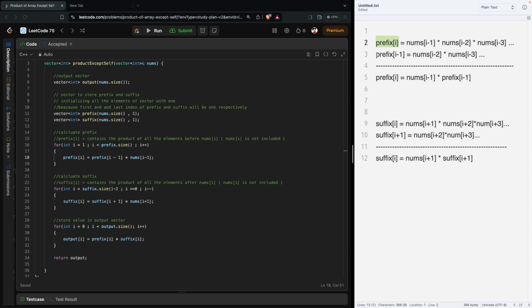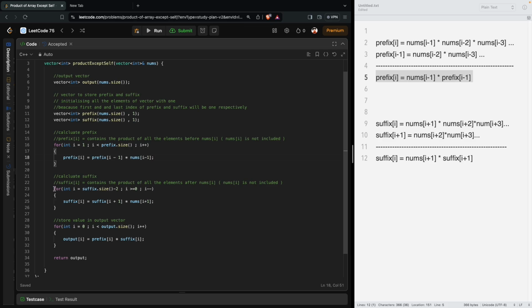And the product of them will be stored in prefix of i. Similarly, I can say prefix of i minus 1 will contain the product of nums of i minus 2 multiplied by nums of i minus 3 and so on. Now if you see, this part of the product is the same, so we can replace this part with prefix of i minus 1. So we get prefix of i is equal to nums of i minus 1 multiplied by prefix of i minus 1. Okay, so this is how we will create the prefix array.